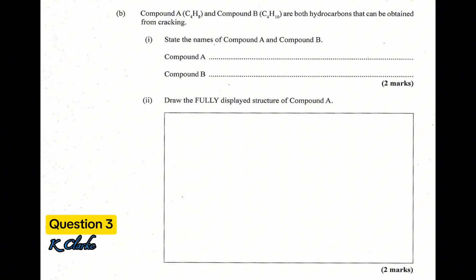Compound A has the general formula CnH2n. Therefore, it is an alkene. Since there are 4 carbons, the prefix is but-. So compound A is butene. Compound B has the general formula CnH2n+2. Therefore, it is an alkane. Since there are 4 carbons, compound B would be butane.